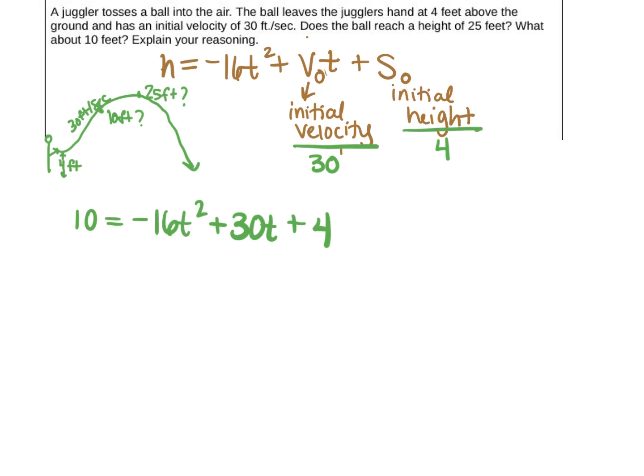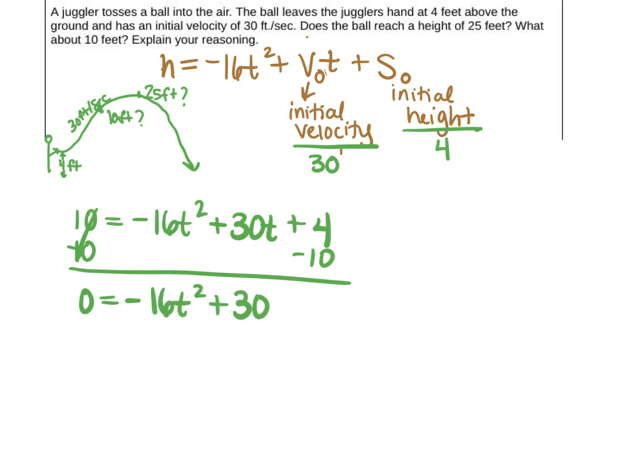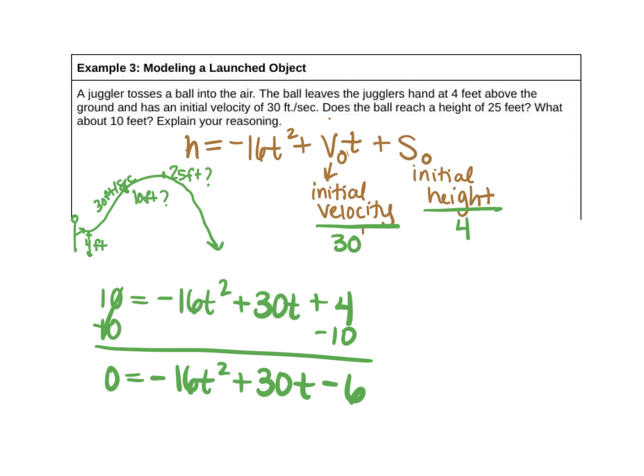So I need to make sure it equals what? 0. 0 in order to use the quadratic. So I'm going to subtract it. So we get 0 equals negative 16 t squared. Now, technically, according to this, are they asking you for an answer? No, all it's saying is, does the ball reach 25 feet? What about 10 feet? Explain your reasoning. So we don't even really need to finish the quadratic, right? We just need to make sure it's going to be a real solution. Where are we going to look in the quadratic to see if we get a real solution?